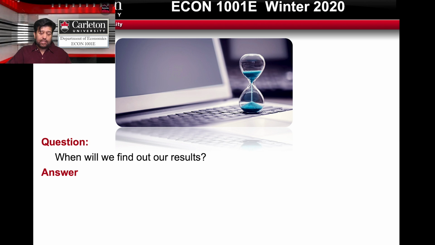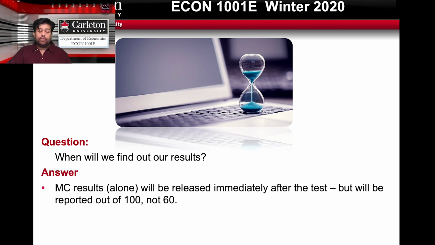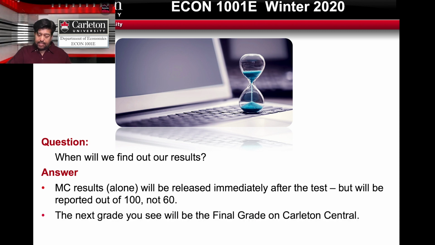When will you find your results? Like the midterm, I'm committed to giving you the multiple choice scores right away. Beware, that will be reported as a grade out of 100, even though it only counts for 60% of the exam. For instance, if you got 30 of the 40 multiple choice questions right, your grade would be reported as 45 out of 100. That doesn't mean that you failed the exam. That just means that's what you scored on the multiple choice section. The short answers will be added to that later.